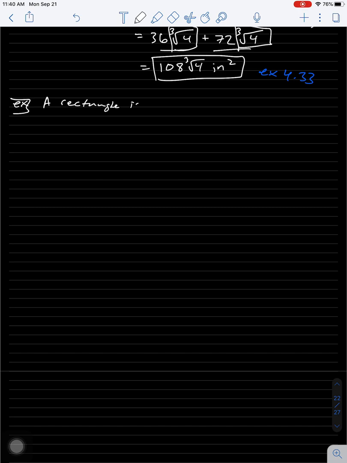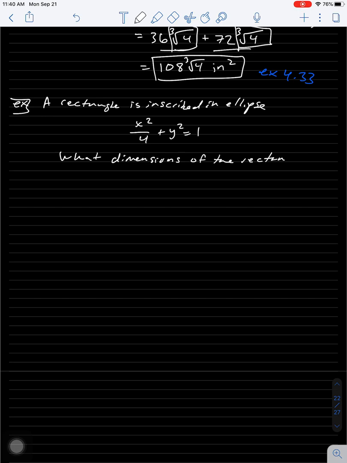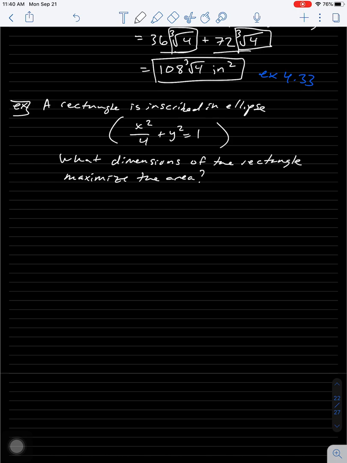A rectangle is inscribed in the ellipse x squared over 4 plus y squared equals 1. What dimensions of the rectangle maximize the area? All right, so remember from Algebra 2, this is actually a graph of an ellipse.